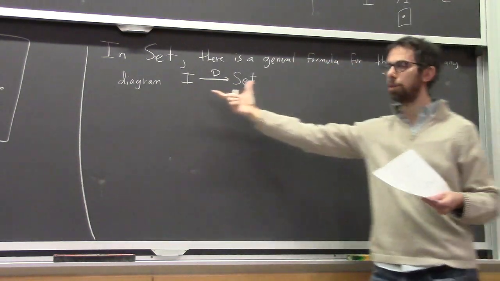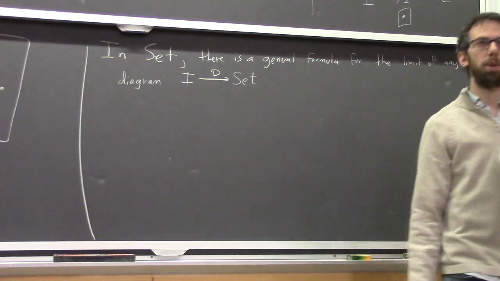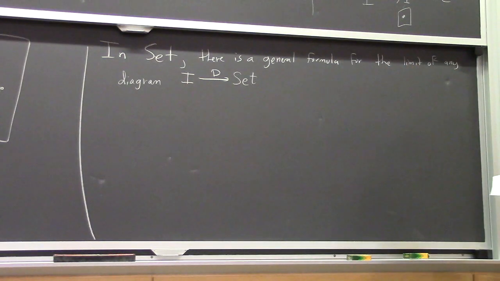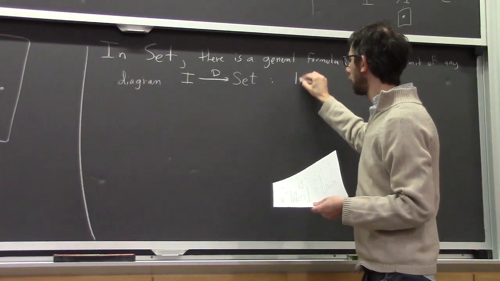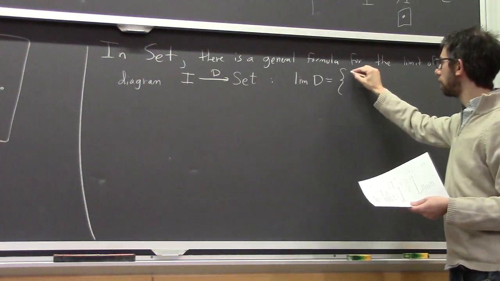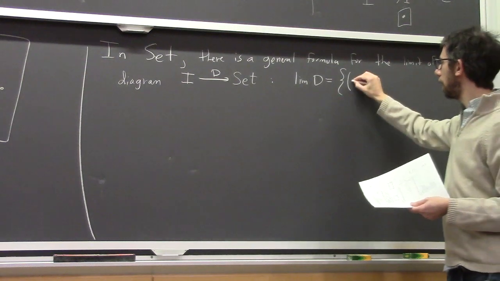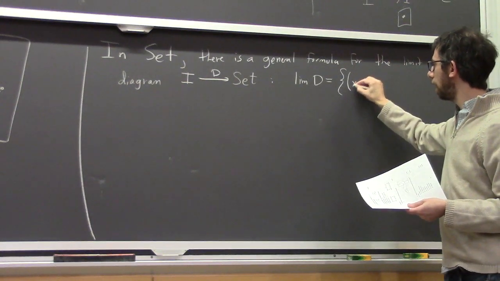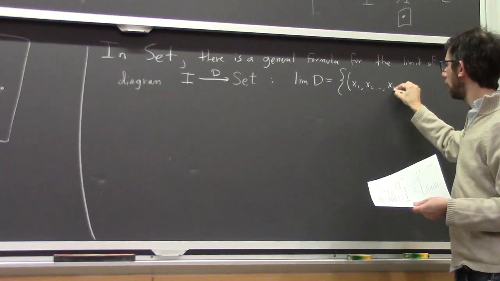And these, by the way, are also called database instances for database I, if you want to recall that. The limit of any diagram is as follows: the limit of D as a set is the set of all tuples. I should have written this formula down. X1, X2, Xi.